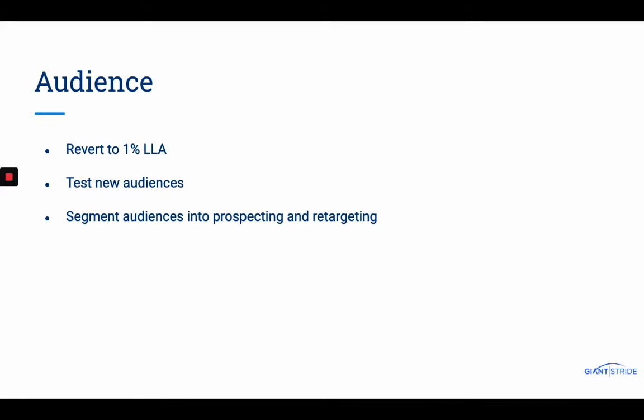And what you want to do is watch whether your CPA changes, whether it reduces as a result of this change. And if it does, if it goes back down to normal, then you can start slowly scaling back up your campaign, slowly scaling back up your budget and also the size of the audience.